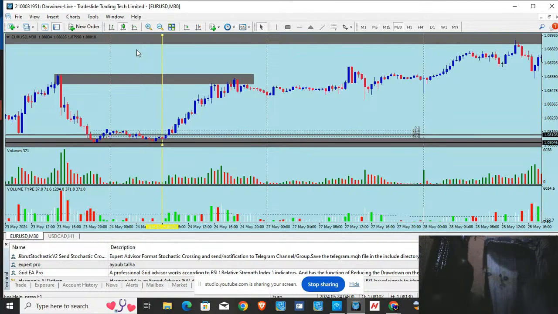So here now should be our target. At least our target should be around 1.0852. So 52 minus 10, we're having about 42 pips. If I have 42 pips and losing about 10 pips, our risk reward ratio now will be about 4.